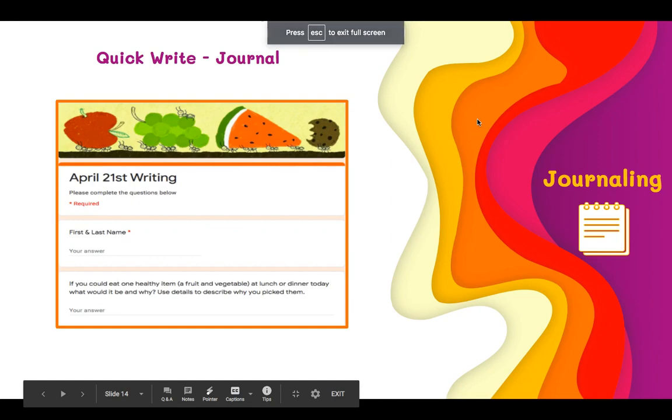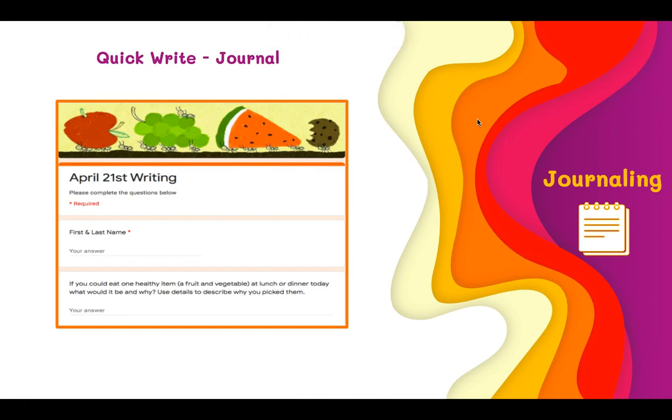Another way to do journaling in a quick write is to use a Google Form. So as your students are writing and you just want a quick response from them, you could place your question in a Google Form and they would be able to respond to you in the Google Form. As you know, with Google Forms, you get the responses back right away, and you also can collect their email addresses to see who has responded and who has not responded to you.